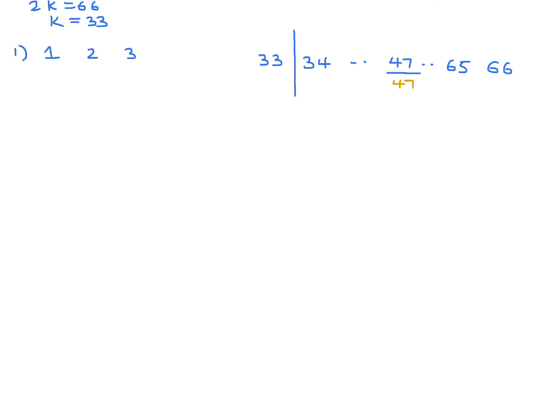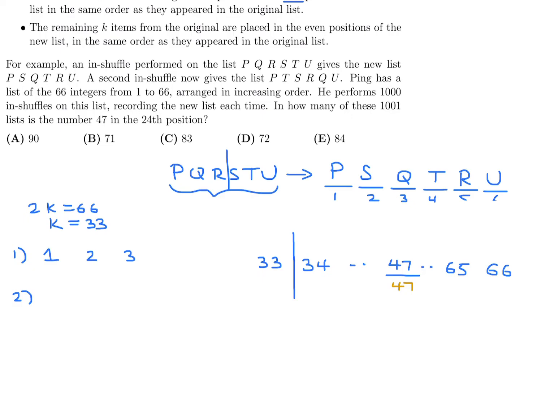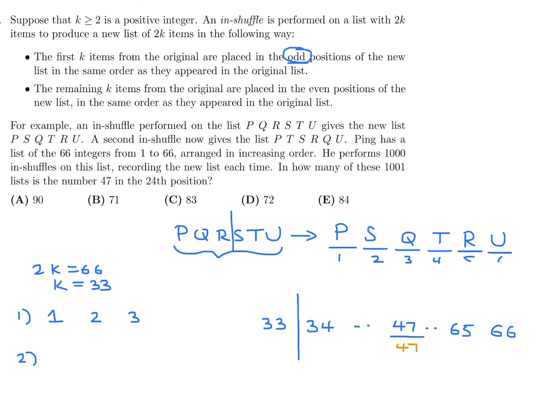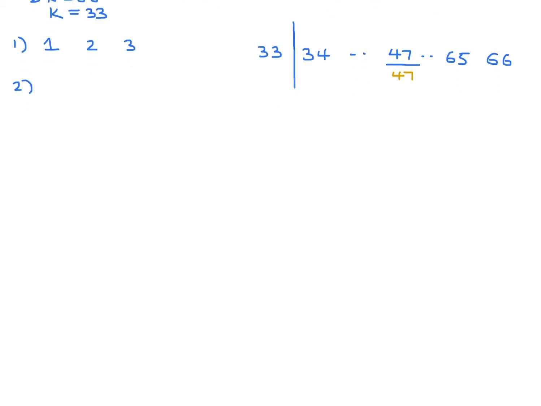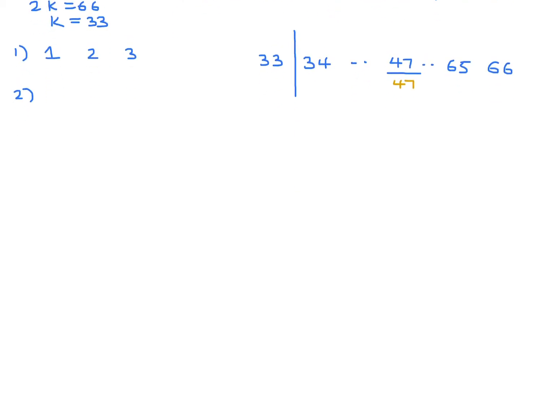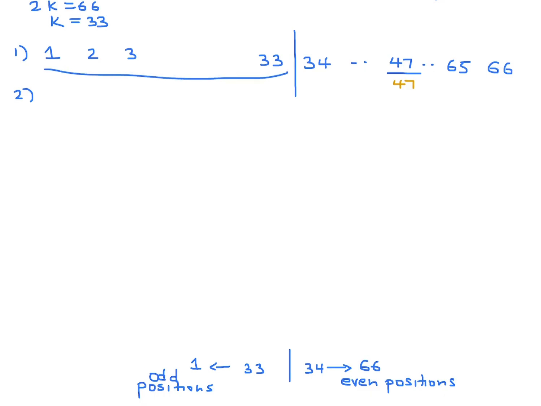But now we do our first kind of in-shuffle. The first in-shuffle would say that you would take the first k, which in this case is 33, and put them into the odd positions. So that's what you're going to do for the first 33. The ones from 1 to 33, you put into the odd positions. The ones from 34 to 66, you put in the even positions. So I don't really care so much about these guys. I'm just concerned about where the 47 is. That's over here. So those numbers are going to be put into the even positions.